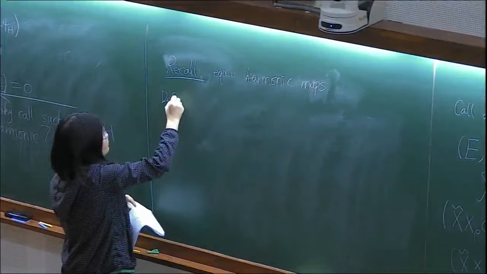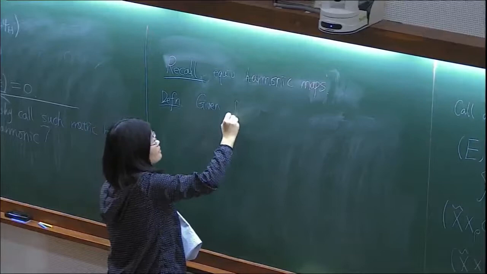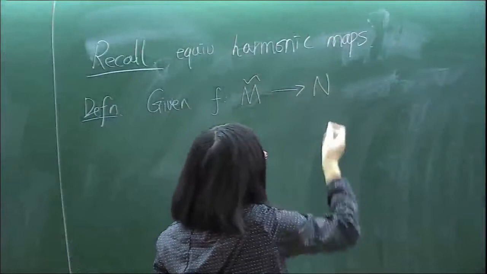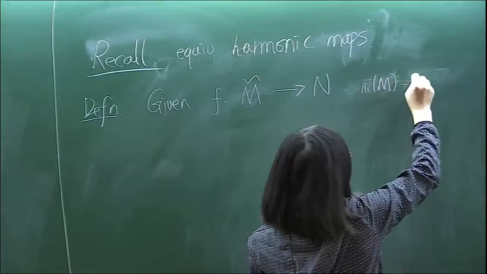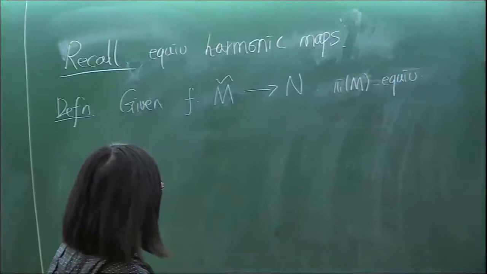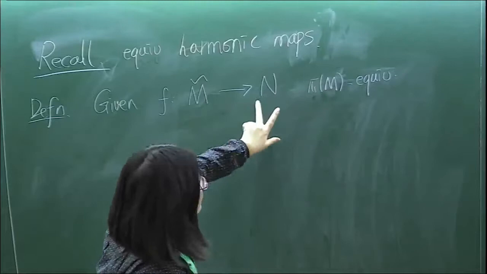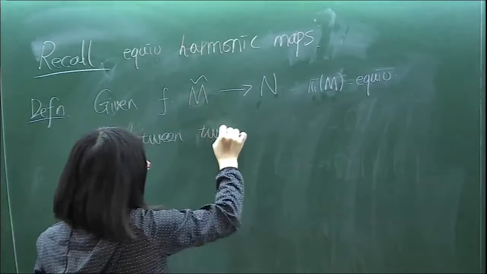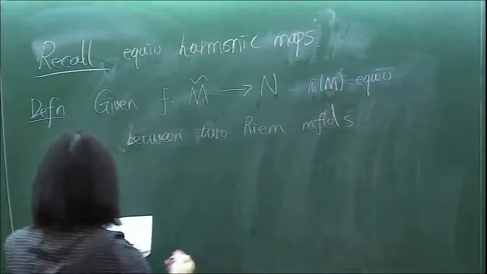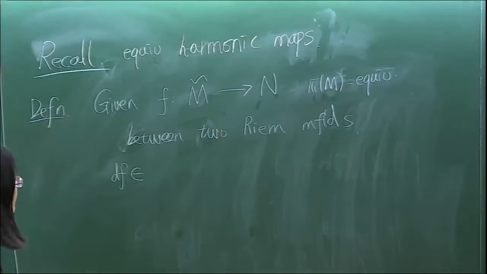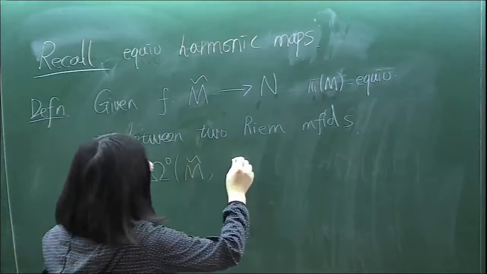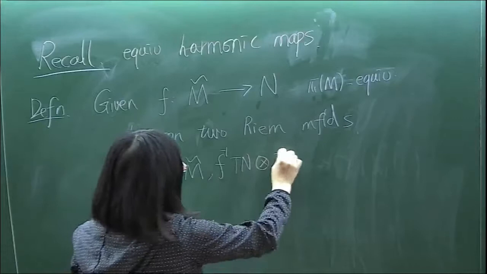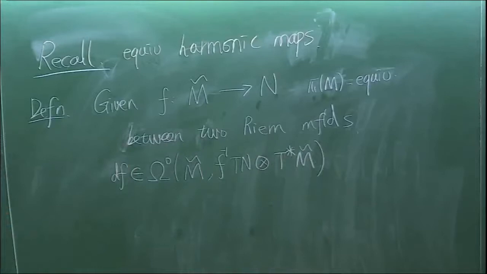Given F from the M's universal cover to N, which is a pi 1 M equivariant map, that means we have a representation of pi 1 M into some group acting on N, between two Riemannian manifolds. So we have DF is inside the section of the tangent bundle of N, a pullback, tensor with the cotangent bundle of M tilde. So it just takes a tangent vector in M tilde and gives back a tangent vector in N.